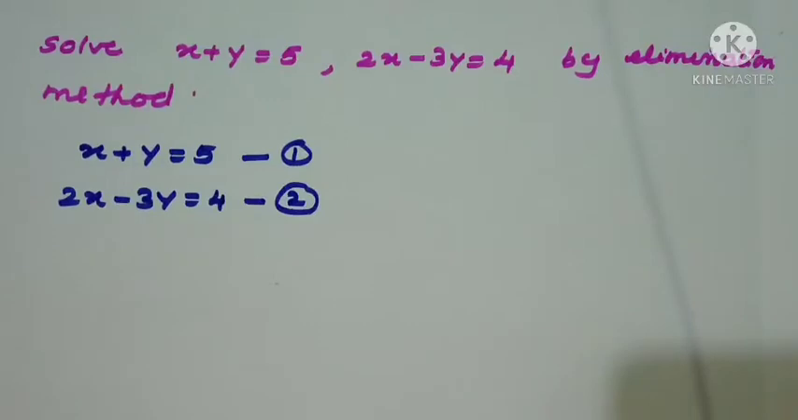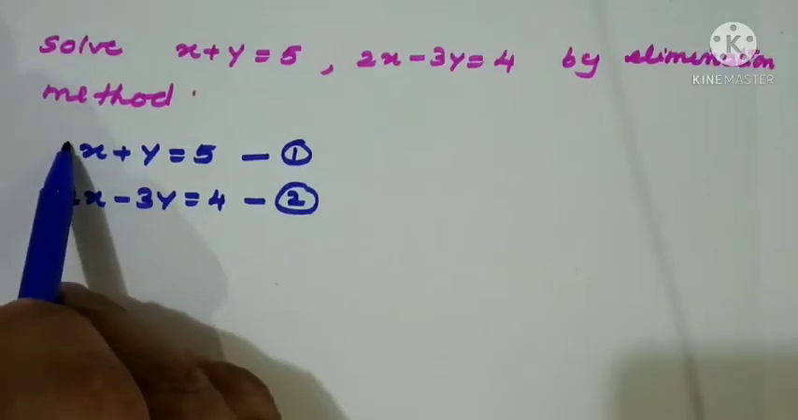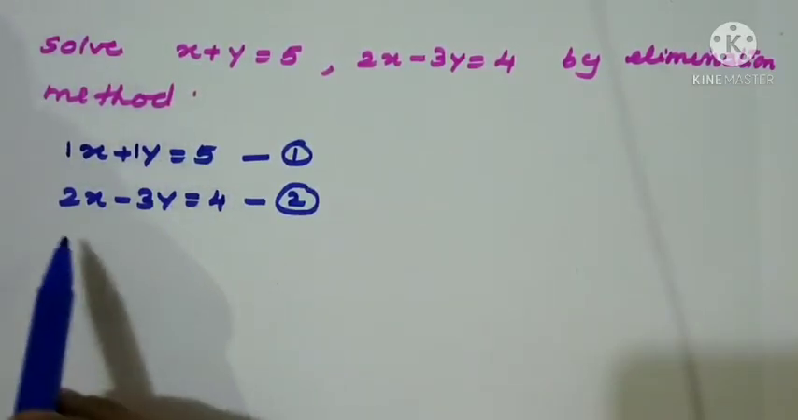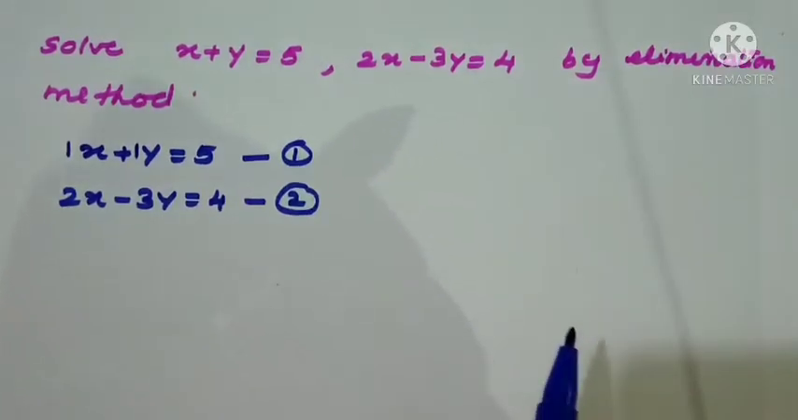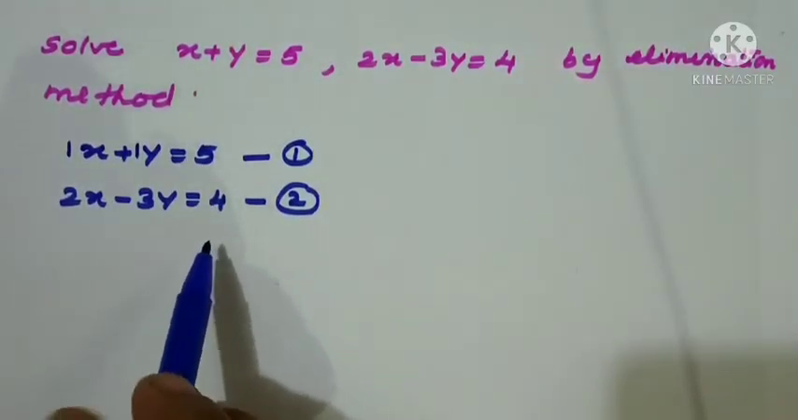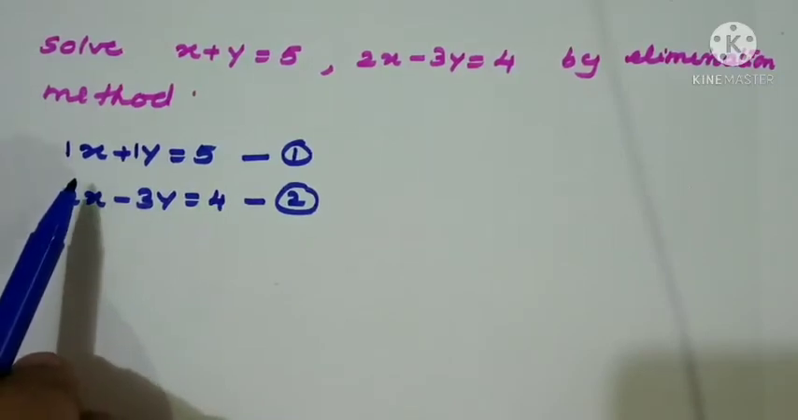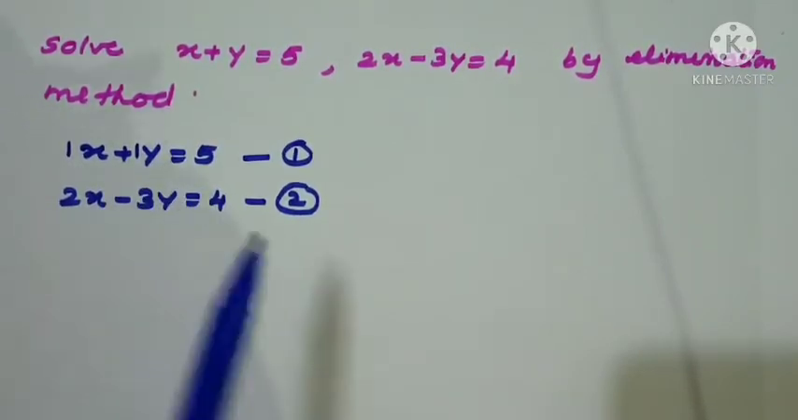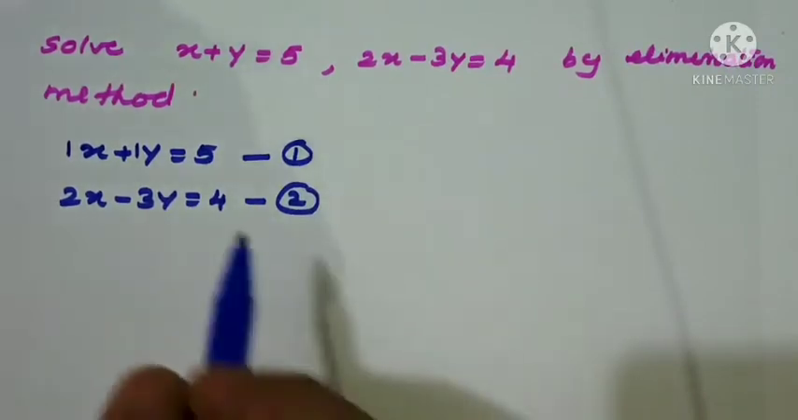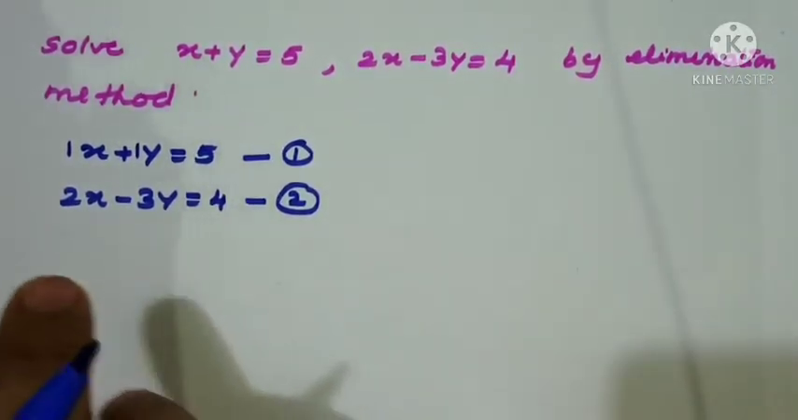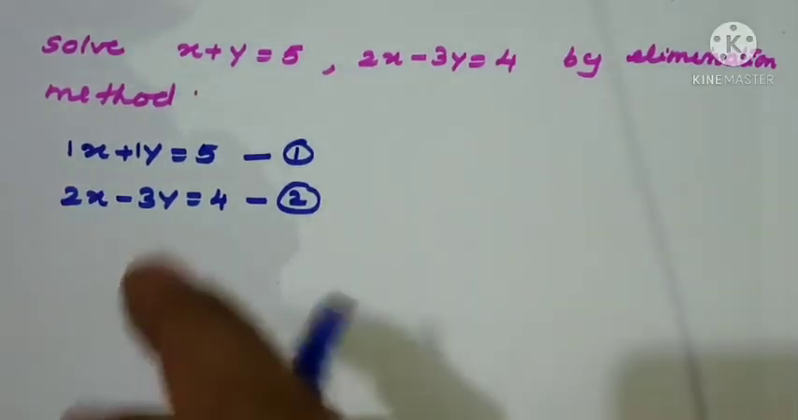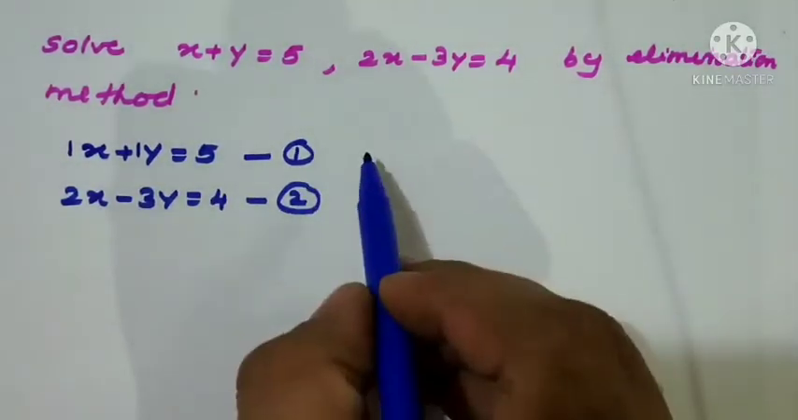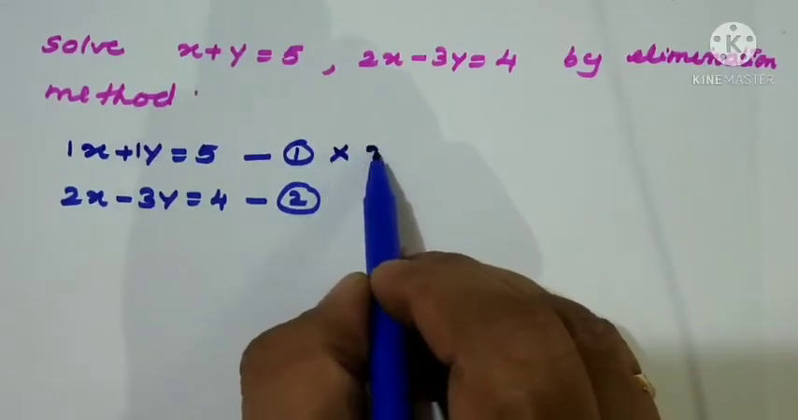Now we have to do the first step: any one of the coefficients, either x or y, we have to make equal. See, what is the coefficient of x? Here 1. What is the coefficient of y? Here 1. But here 2 and 3. Both are not equal. So for making the coefficient of either x or y equal, we have to multiply both the equations by something. So we can decide either x or y. I am going to decide it is x only. So here 2 is there, so equation 1 should be multiplied with 2.